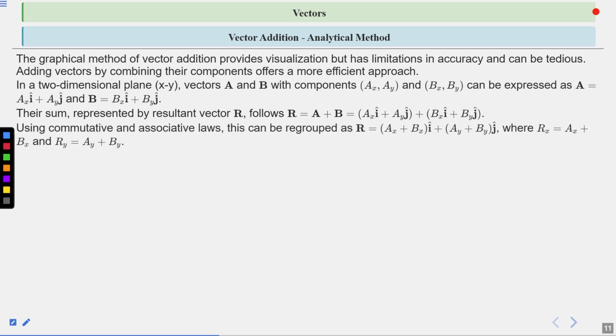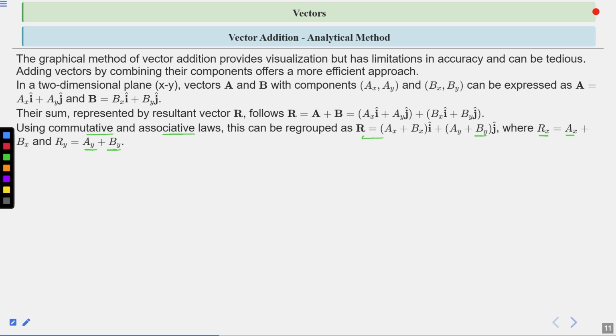So here we will use the commutative and associative laws. This can be regrouped as R = Ax Bx i cap + Ay By j cap, where Rx is equal to Ax plus Bx and Ry is equal to Ay plus By. So this is the resultant vector.